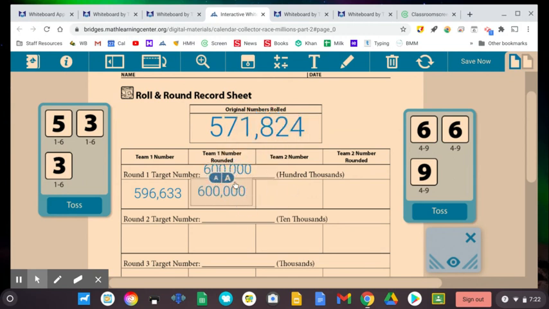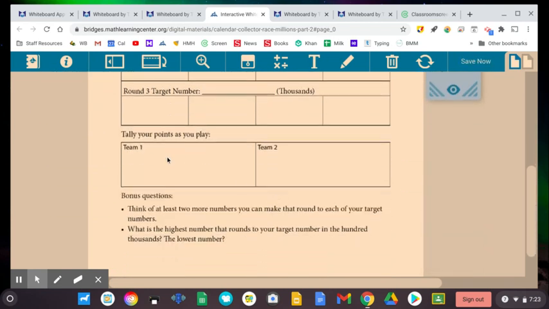Since Team 1 got to 600,000, that means that we would get a tally because we were able to get the number we needed. Let's give ourselves a tally. Okay.